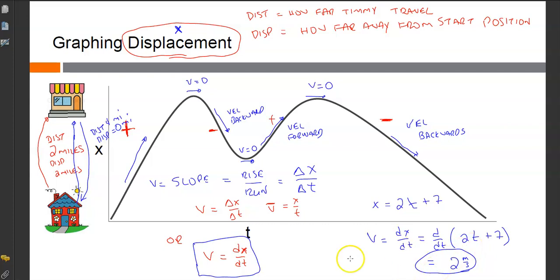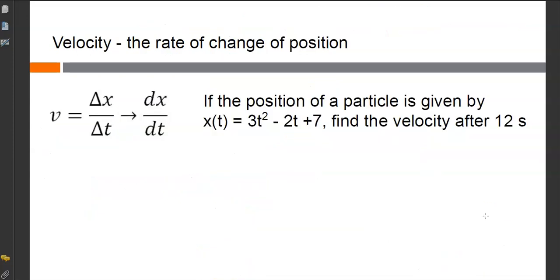Over the course of this whole thing, I just made up these numbers, so that may not be quite the right number, but you get the idea, right? The derivative will give me the velocity. If I have a function for the displacement, I can take the derivative and get a function for the velocity. All right, so that's the first thing. Here's that rule.